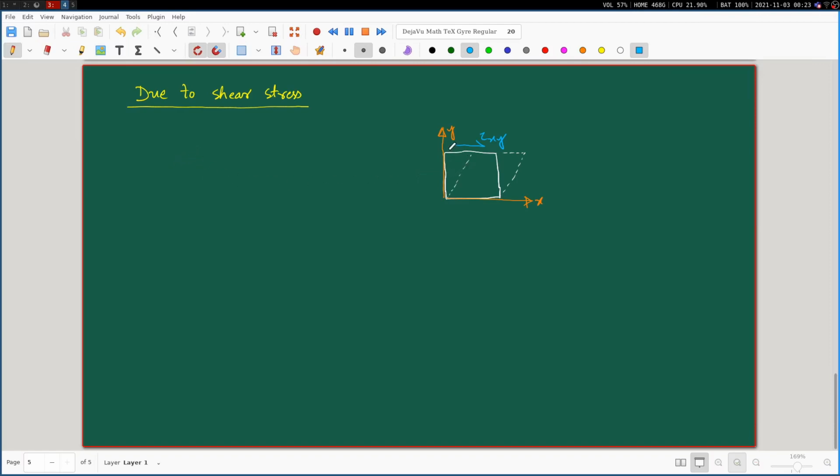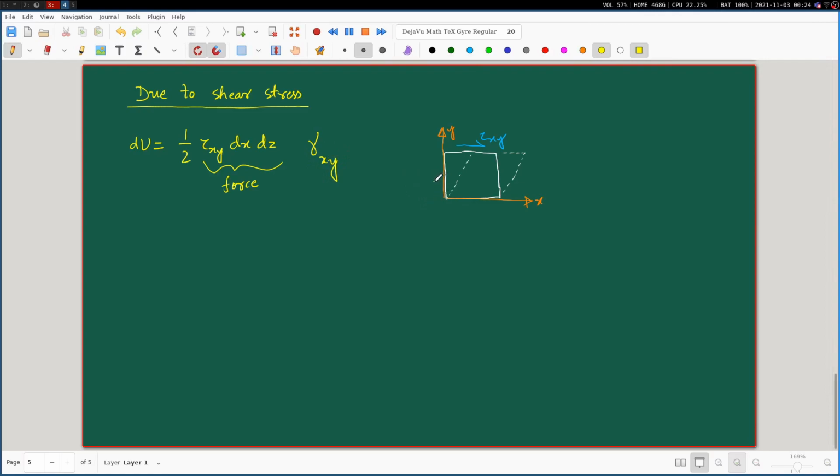You understand that this edge has the length dx, and because that tau xy is acting on the top face of this cuboid, the area of that top face is given by dx into dz. Okay, so dU is equal to half of tau xy dx dz. So this is the force, and just like before we have to multiply this with a certain displacement, and that displacement will be given by the shear strain gamma xy.